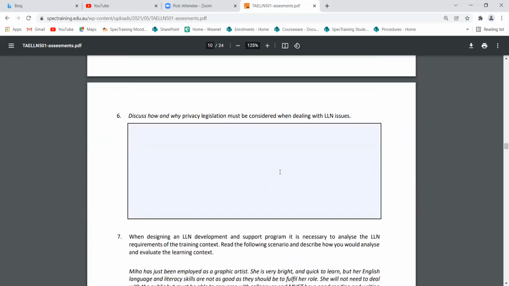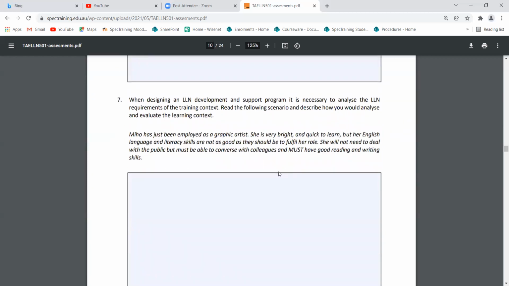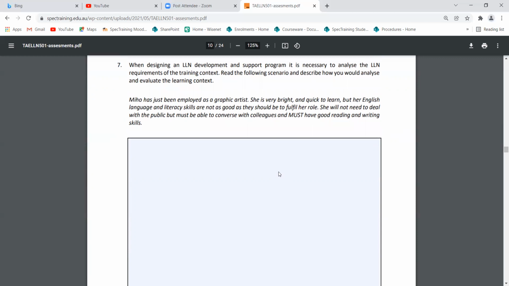Okay, so coming down, question 7, when designing an LLN development and support program, it is necessary to analyze the LLN requirements of the training context. Read the following scenario and describe how you would analyze and evaluate the learning context. So Miho has just been employed as a graphic artist. She's very bright and quick to learn, but her English language and literacy skills are not as good as they should be to fulfill her role. She will need to deal with the public, but must be able to converse with colleagues and must have good reading and writing skills.